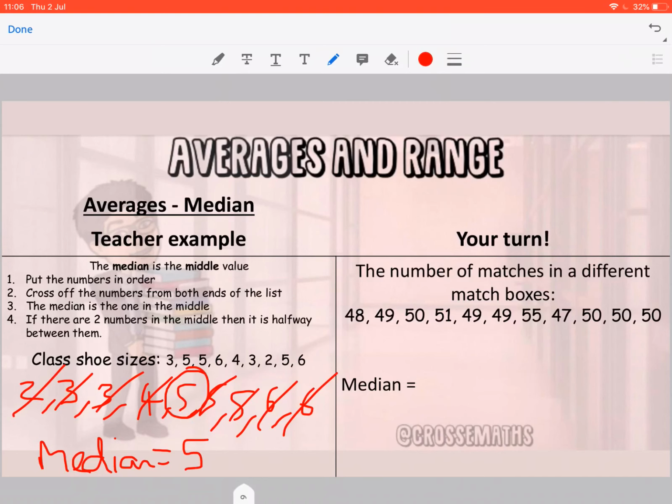Right, guys, should be all done. So you've got to get these in order. It's important that you do that, especially for median. Okay, so I've got 47. It's really important you cross these out, only because there's so many similar numbers. 48. 49, 49, 49.